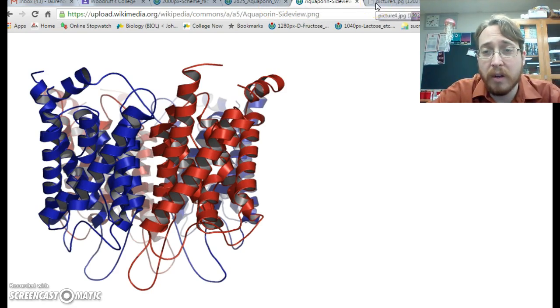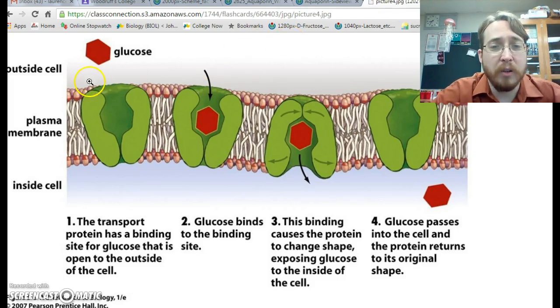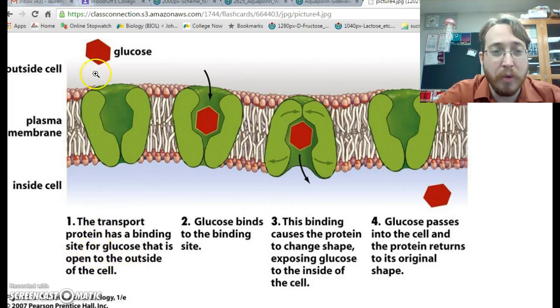Let's take a look at a carrier protein. Here, we've got glucose. This is going to be a glucose carrier protein, and as it reads, the transport protein has a binding site for glucose. So the polarity of the glucose and the polarity of the protein attract each other. For glucose, that is open to the outside of the cell. So this is, again, a one-directional carrier protein.